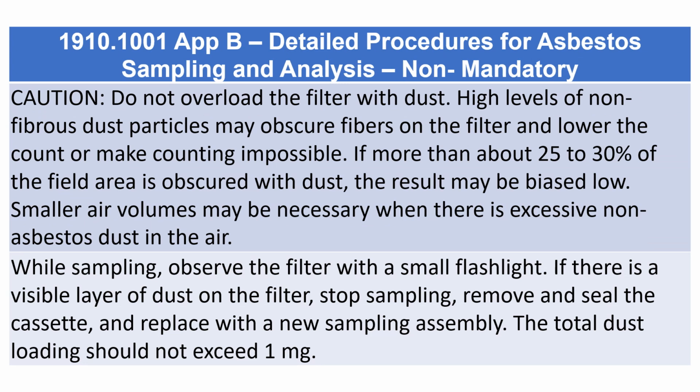Caution: do not overload the filter with dust. High levels of non-fibrous dust particles may obscure fibers on the filter and lower the count or make counting impossible. If more than about 25 to 30% of the field area is obscured with dust, the result may be biased low. Smaller air volumes may be necessary when there is excessive non-asbestos dust in the air.